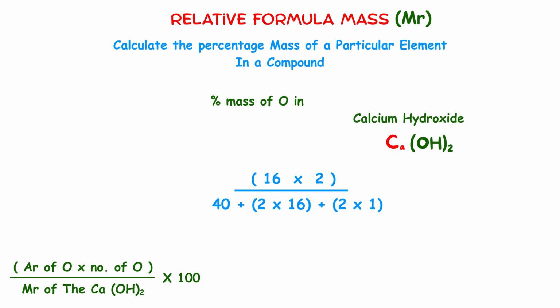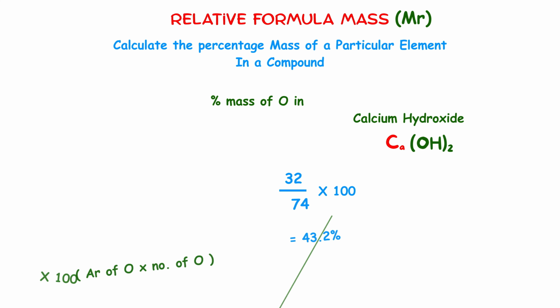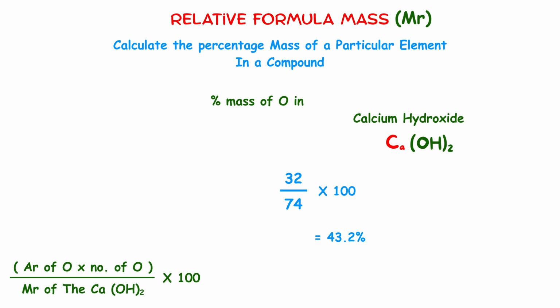The relative atomic masses we need are 40 for calcium, 16 for oxygen, and 1 for hydrogen, so the mass contribution of oxygen would be 16 times 2, giving 32, and the total Mr of the compound would be 40 plus 32 from oxygen plus 2 from hydrogen, giving a total of 74. So we do 32 divided by 74, then multiply by 100 to get the percentage, which is approximately 43.2%.